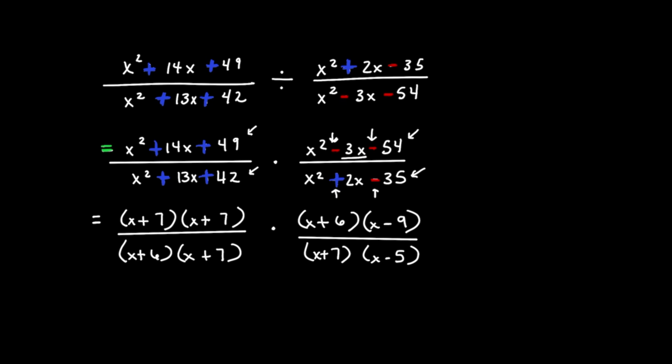And then we can look and start canceling out. So we have x plus 7 on the numerator, and on the denominator, x plus 6 and x plus 6, x plus 7, x plus 7, and we're left with x minus 9 over x minus 5.